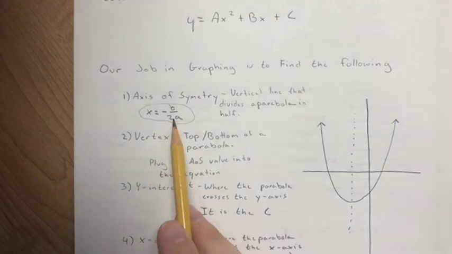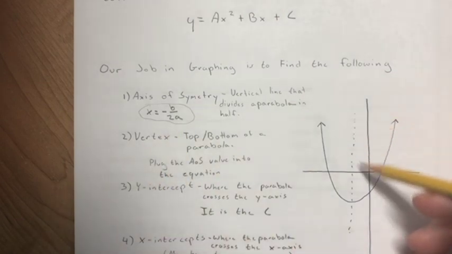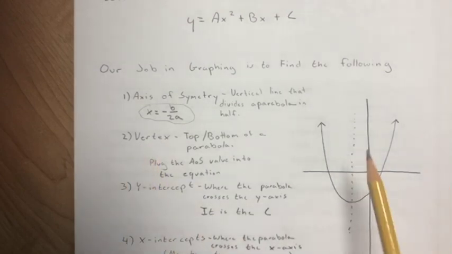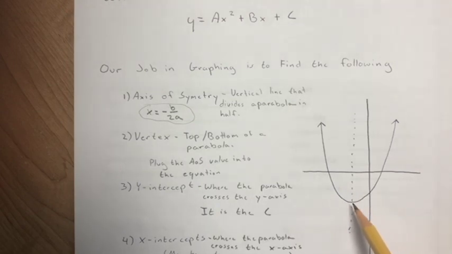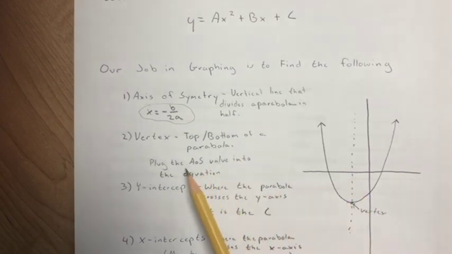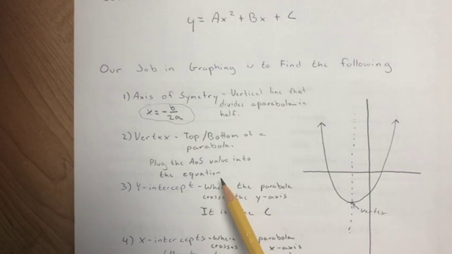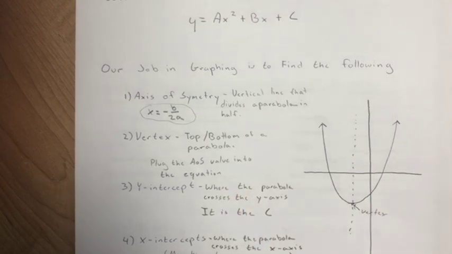If we can get the axis of symmetry, it allows us to get what's called the vertex, which is basically either the top or the bottom of the parabola. In this particular case, my vertex would be right here. How do I get this value? I plug the axis of symmetry value back into our original equation, so I would have an x value and a y value for that vertex.